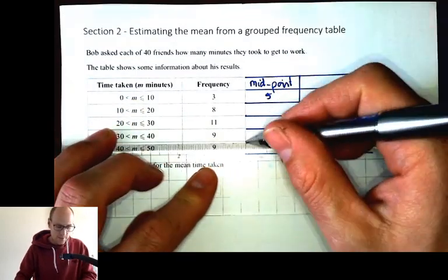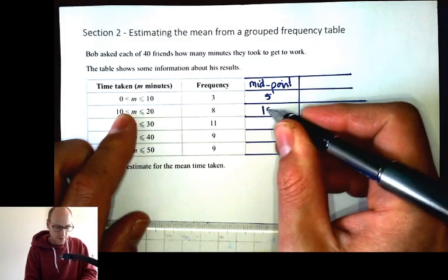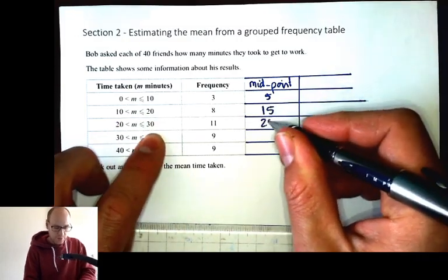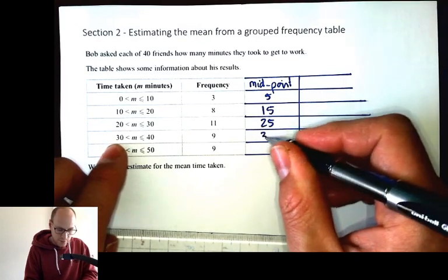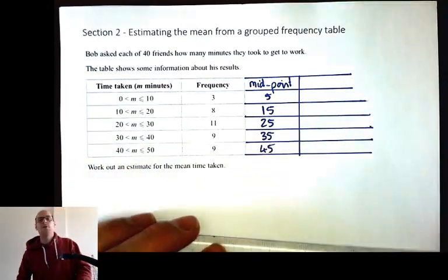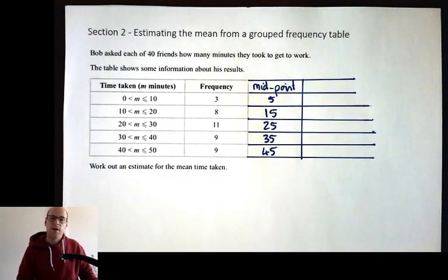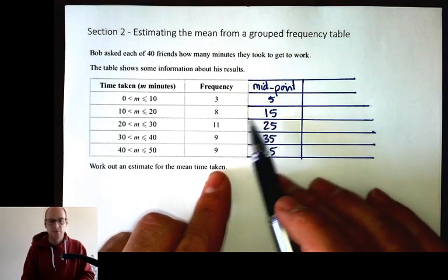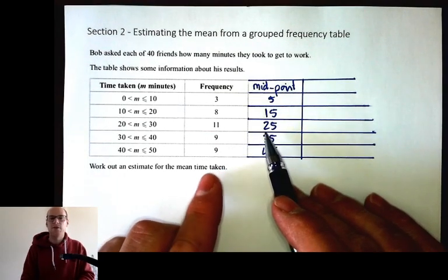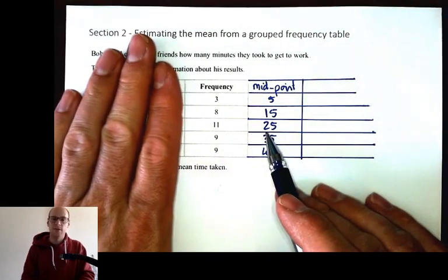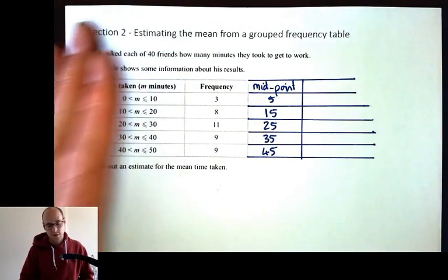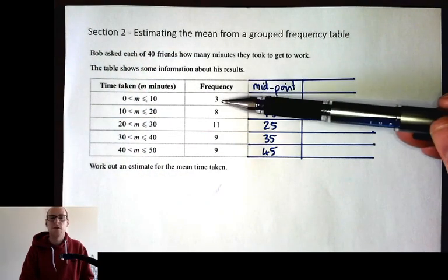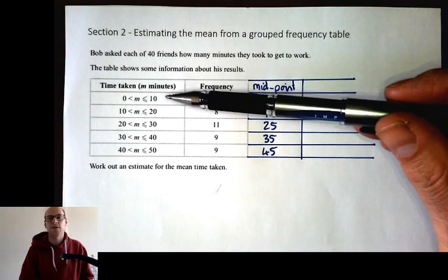Okay, so let's do the midpoints all the way down. 15, halfway between 10 and 20. 25, halfway between 20 and 30, 35 and 45. Now, from this moment onwards, this question is actually exactly the same as a normal frequency table, as in a not grouped one. And the reason for that is that we're just assuming that we have got 3 5s and 8 15s and 11 25s. So what we've done is we've got rid of the groups and we've converted the groups into individual data. In effect, we are just assuming that all 3 of those bits of data in this group are actually 5s.